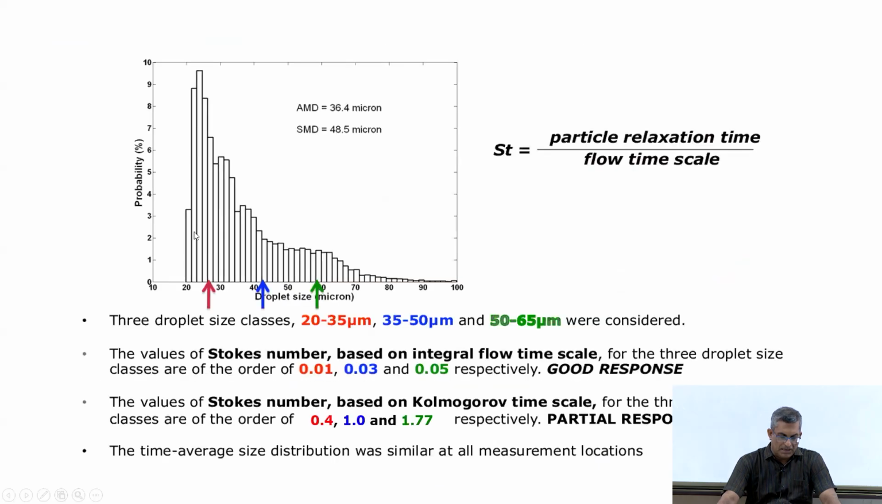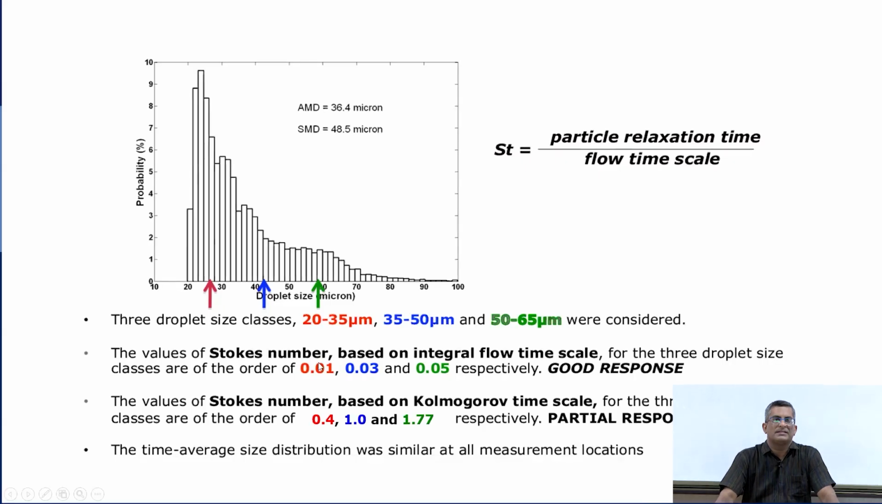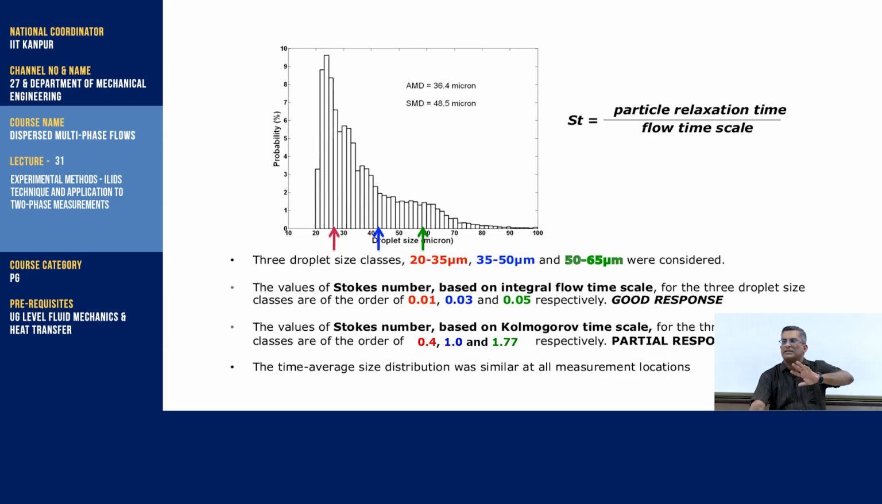Here is an example of the size distribution. As I said, you can consider different size classes of the droplets and you get all the statistics in each size class. And you know the Stokes number for each size class. For example, here you get Stokes number based on the integral time scale of the flow, or large eddy time scale, and you see that they are very good flow tracers. All the droplets in this case are very good flow tracers as far as large scale eddies are concerned. However, that is not the case when you consider the Kolmogorov scale.